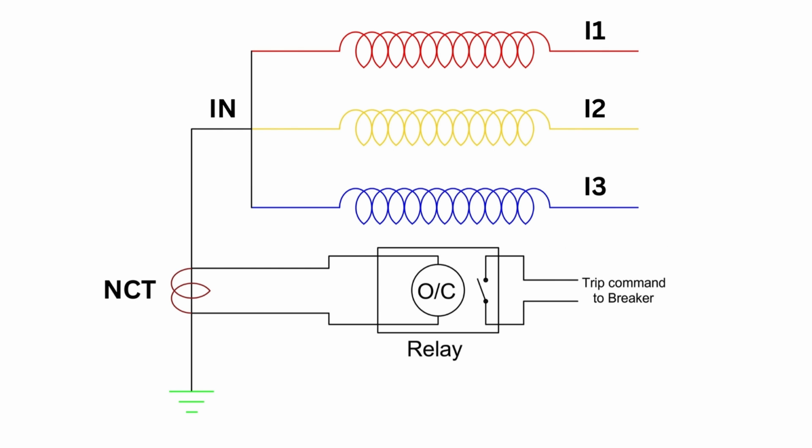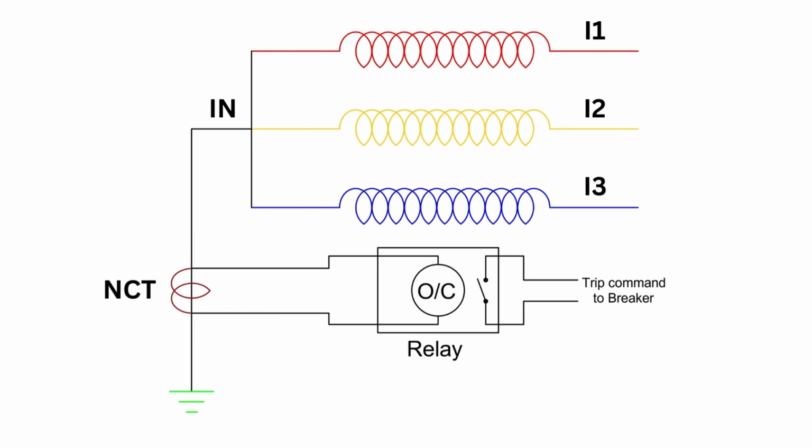However, practically, it's not always possible for the values of the currents to be exactly the same. So the summation of these currents will not be 0, and a small amount of current will flow through the neutral under normal conditions. But this may trip the circuit. To avoid spurious tripping, the relay is set at 10 to 20% of the equipment's rated current.